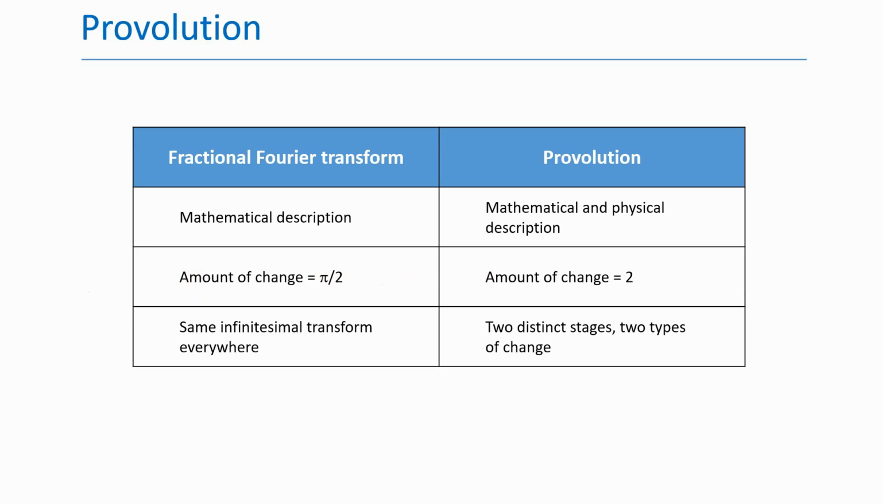Last and most importantly, the transform is the same at all points. In other words, a change from 0.5 to 0.6 is the same transform as a change from 1.5 to 1.6. But in provolution, there are two distinct stages where the light undergoes two distinct types of change. At symmetryoptics.com, you can find a link to an appendix for this lecture where I do a quantitative comparison between the fractional Fourier transform and provolution.